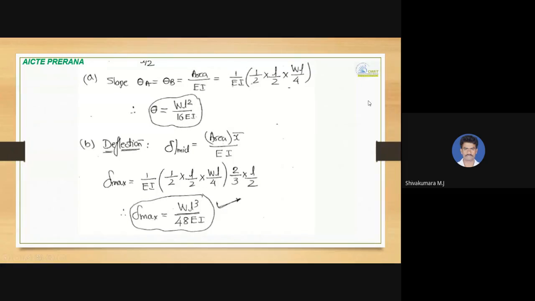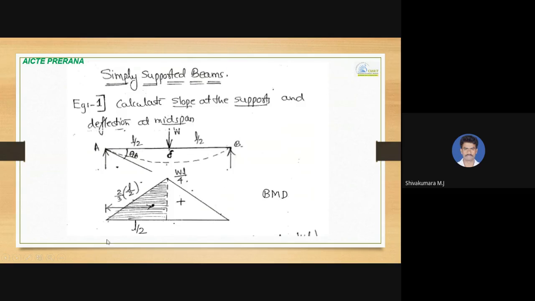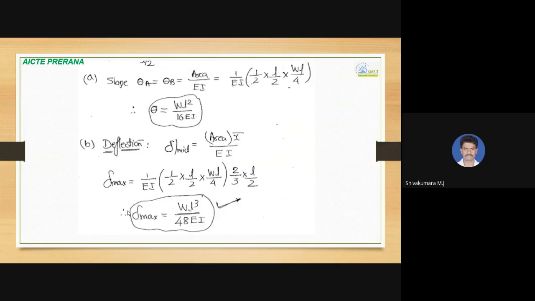Even in this case, half into L by 2 into WL by 4 only we have taken, only the left half portion. So the deflection value is WL cube by 48 EI.